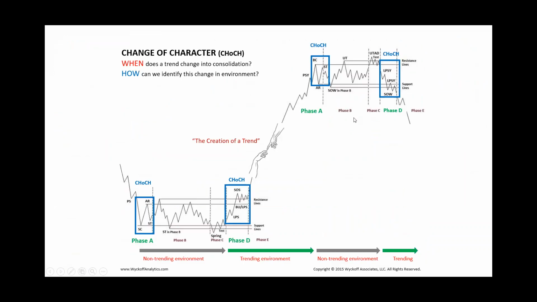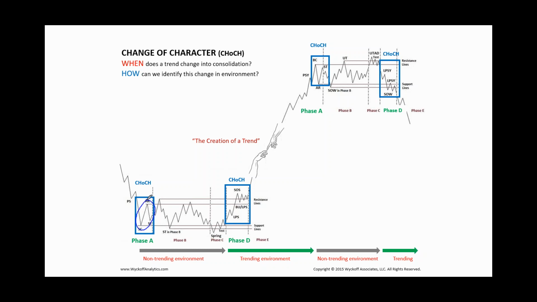And let's come back to this slide right here really quickly. What is the change of character? Trending environment, change of character, non-trending environment, change of character again, trending environment, change of character, non-trending, change of character, trending environment. So the key here for us is to understand, from the Wyckoff perspective, where does the trend stop and where does consolidation start? And this is all going to be evident in this area right here.